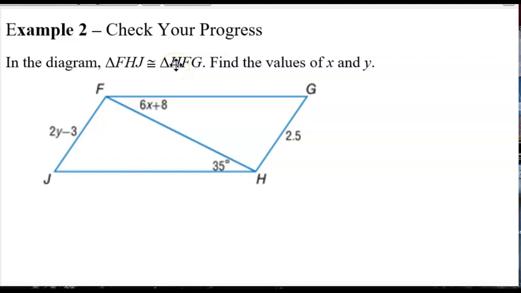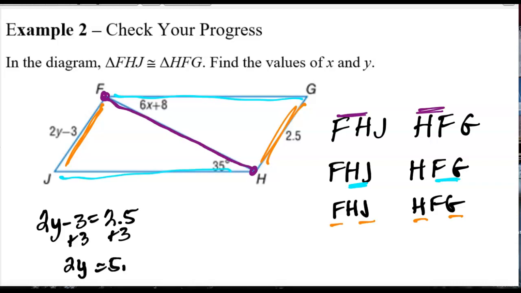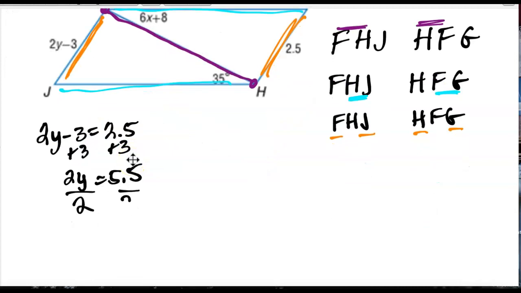So just another example here. Take a minute, see if you can figure it out. Okay, so I just did some diagramming. Now we want to go through and see if we can figure out our missing variables. So one thing I notice here is the orange side, that has only one variable. So that is going to be helpful to be able to solve this equation. So if 2y minus 3 is equal to 2.5, well, I just need to add 3 to both sides, and I get 2y is equal to 5.5, and divide both sides by 2, and we get y is equal to 2.75.